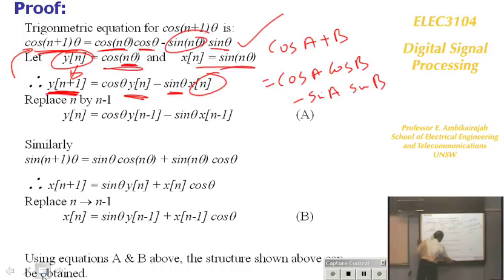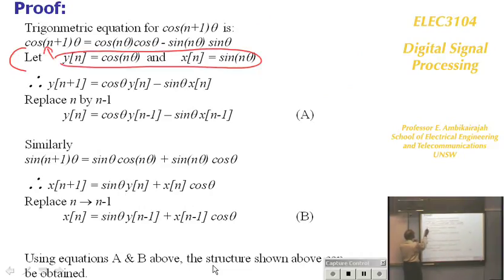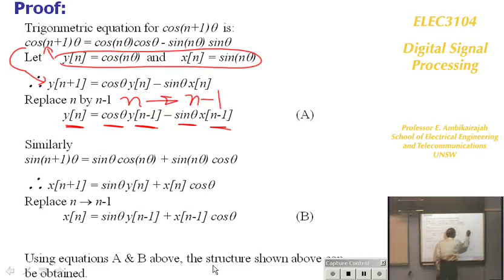Okay? You with me there? Basically, all I'm doing is substituting these ones in this equation. I get that. Now, wherever I have n, I replace it by n minus 1. If I do that, this will become yn, this becomes cos theta yn minus 1, and this becomes sine theta xn minus 1. That's my equation A.